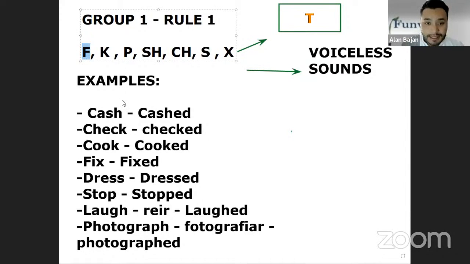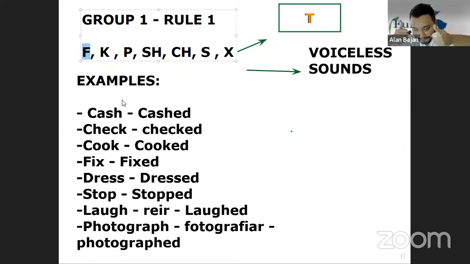Say it at home, in the infinitive. Photograph. Photograph. Now you will see that it's the sound of F. Are we good at this moment?